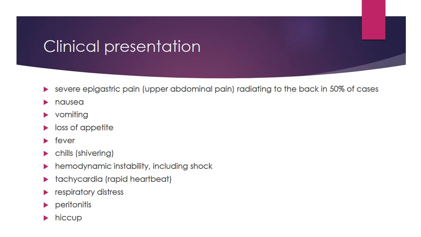Clinical presentation. The most common symptoms and signs include severe epigastric pain or upper abdominal pain, radiating to the back in 50% of cases, nausea, vomiting, loss of appetite, fever, chills, shivering, hemodynamic instability, including shock, tachycardia, respiratory distress, peritonitis, hiccup. Although these are common symptoms, they are not always present. Simple abdominal pain may be the sole symptom.